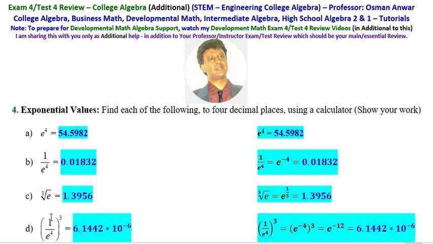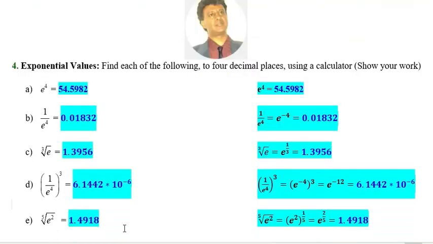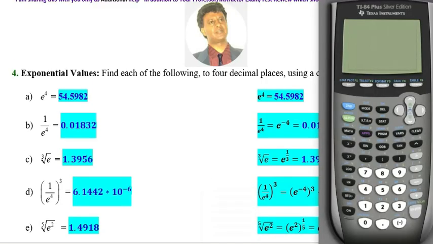Cube root of e, which is e to the 1/3, which is 1.3956. 1 over e to the 4 to the 3rd, which is e to the minus 4 to the 3rd, which is e to the minus 12, which is 6.1442 times 10 to the minus 6. 5th root of e squared, which is e squared to the 1/5, which is e to the 2/5, which is 1.4918.